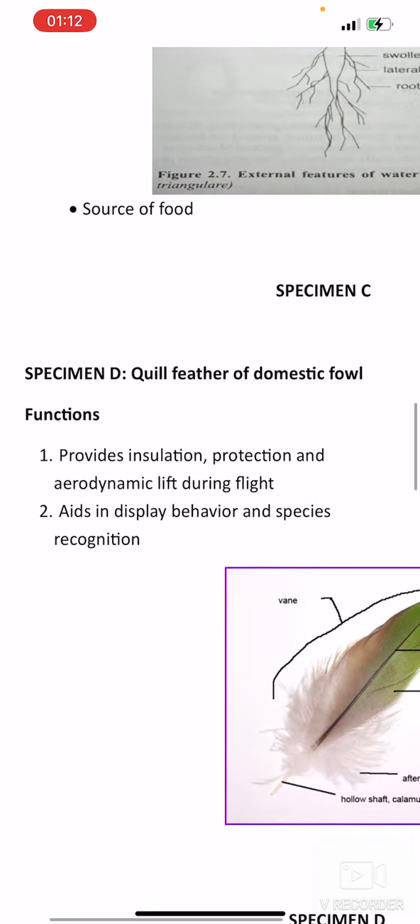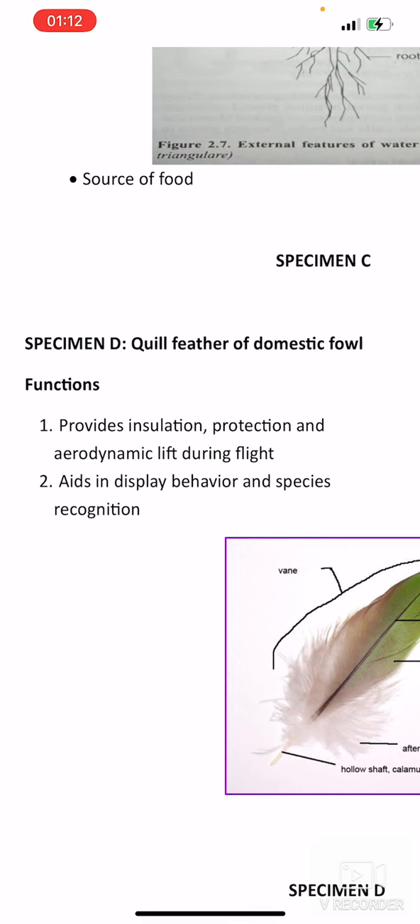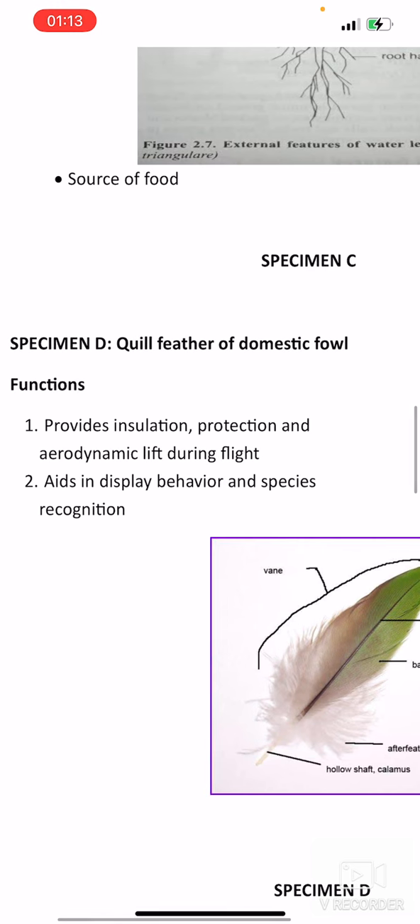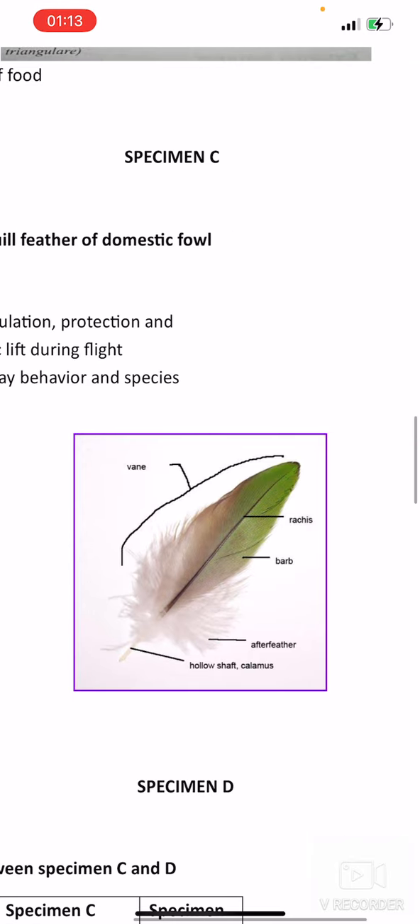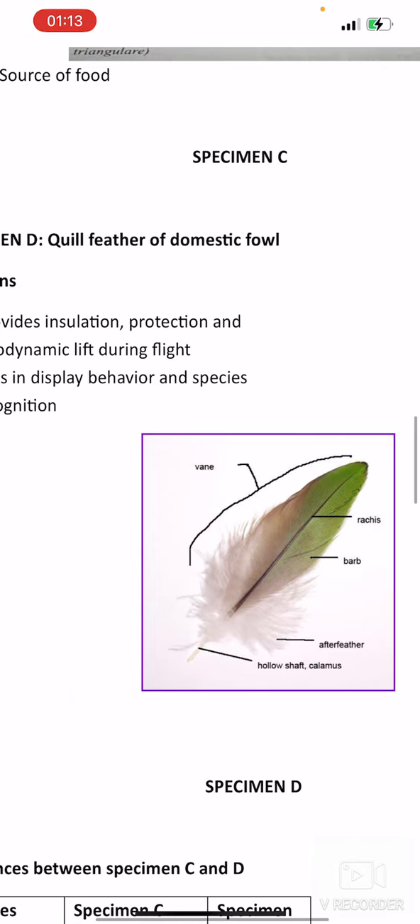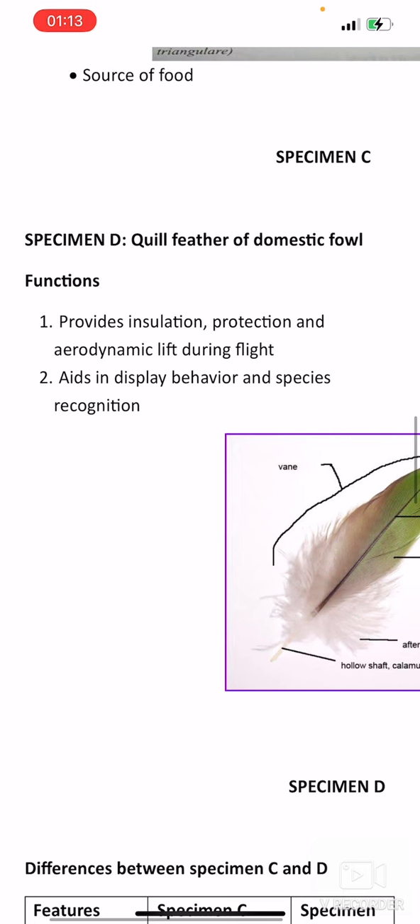Now Specimen D. Specimen D is the quill feather of domestic fowl, and the functions in domestic fowl are that they provide insulation, protection, and aerodynamic lift during flight. They also aid in display behavior and species recognition. This is just the diagram of Specimen D with the labeling, so look at it very well.